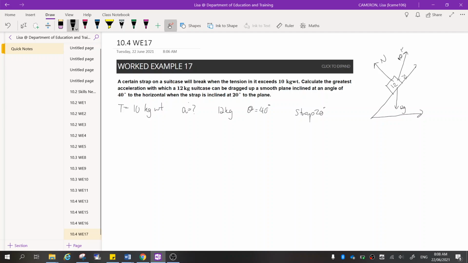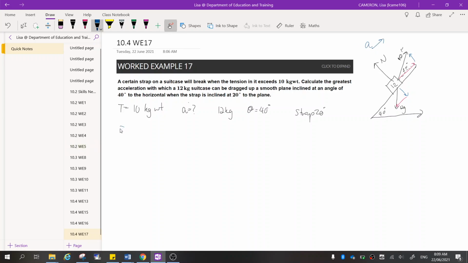Now in here, this angle is 20 degrees. This angle down here is 40 degrees. So this gives me everything that I need to know to be able to start resolving these. Now, first thing we're going to do is look at the ones in this direction, so this way, and then this one would go that way. Our other forces would be that one and that one. Okay, so which way is acceleration? Positive. Calculate the greatest acceleration dragged up. So we want the acceleration to be going up the plane.